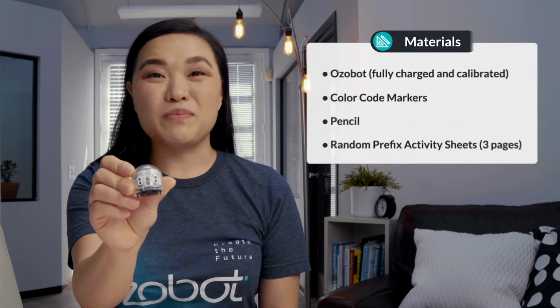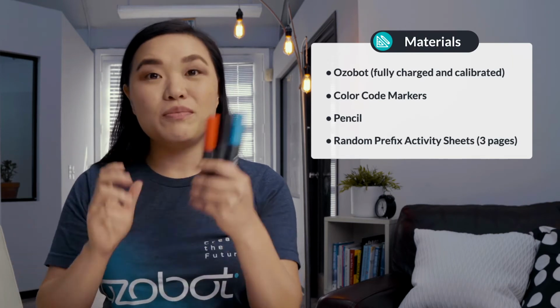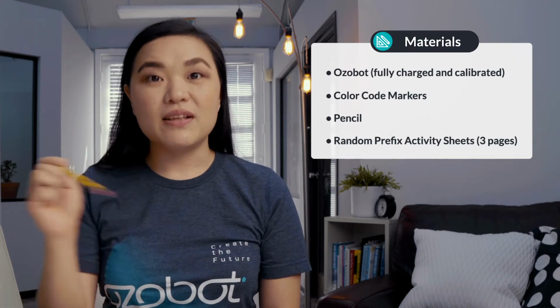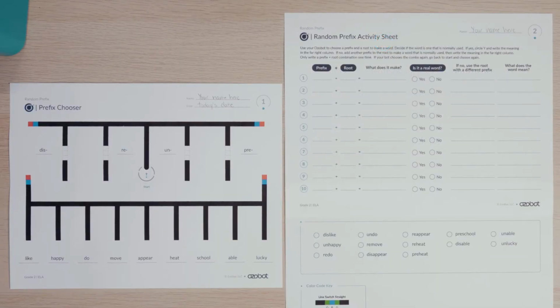Prefixes are the subject of our activity today. Prepare to predict and preview the pre-mixed roots and prefixes with your Ozobot. For today's lesson, you will need an Ozobot fully charged and calibrated, your color code markers, a pencil, and all 3 pages of your random prefix sheets.